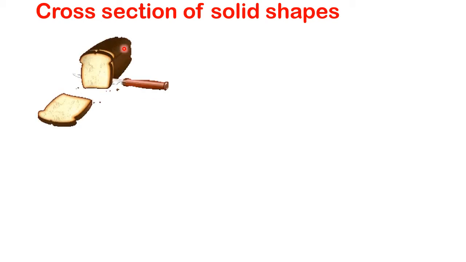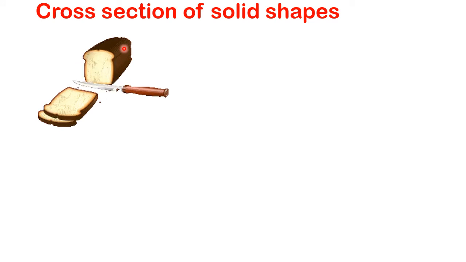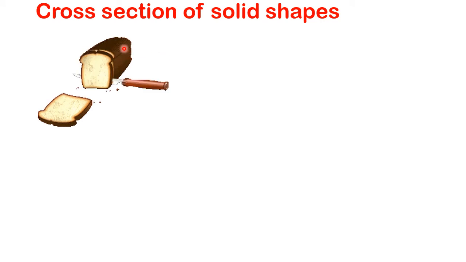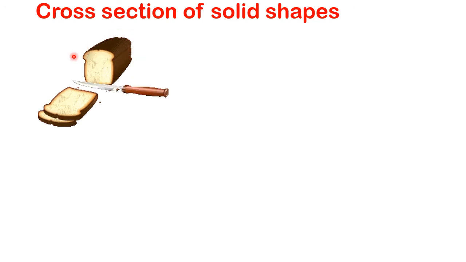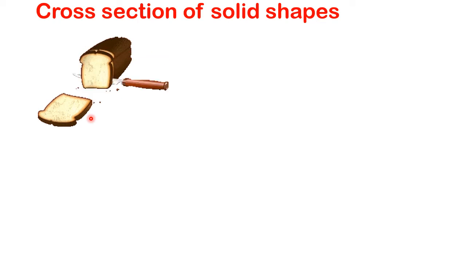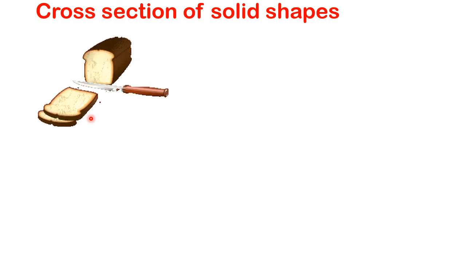A cross section is the shape we get when we cut straight through an object. For example, when we cut bread, the whole bread looks like a cuboid shape. When we cut the bread straight, we get square or rectangle shaped pieces. If we cut that cuboid shape bread, we get a rectangle shape.